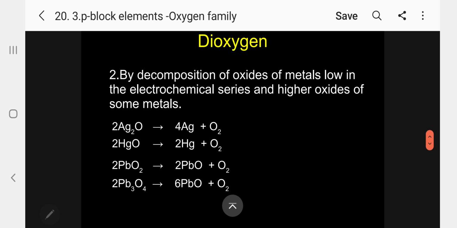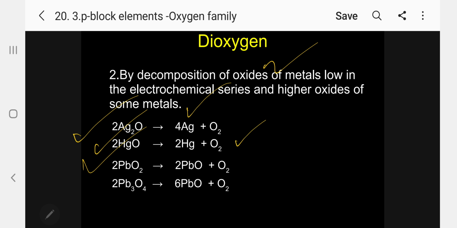The second important method, by decomposition of oxides of metals low in the electrochemical series and higher oxides of some metals. So silver oxide decomposes to give silver and oxygen. Mercury oxide decomposes to give mercury and oxygen. Lead oxide decomposes to give lead and oxygen. And then Pb3O4 gives lead oxide and oxygen. That means metals above hydrogen in the electrochemical series, so automatically they will decompose to produce oxygen. Kindly follow.